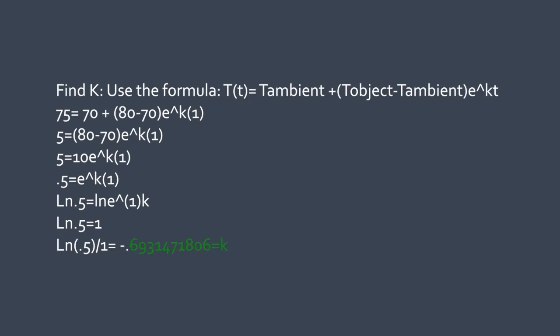Because you need both of the bases to be the same to go any further, you would take the natural log of 0.5 equals natural log of E raised to the 1 times K. And the natural log of E is just 1, so that would just equal natural log of 0.5 equals K. And then you would just take the natural log of 0.5 and divide it by 1, which would give you negative 0.6931471806.